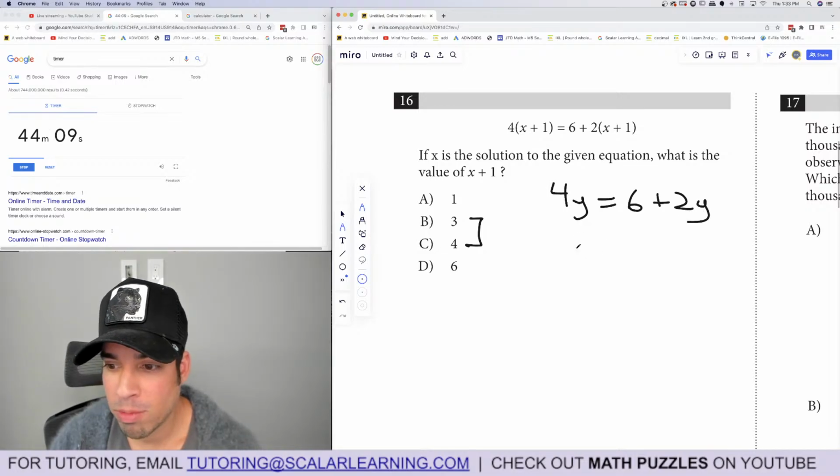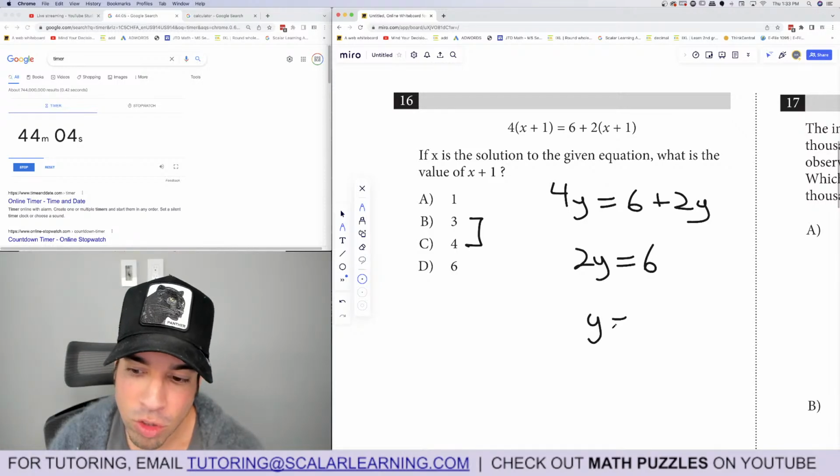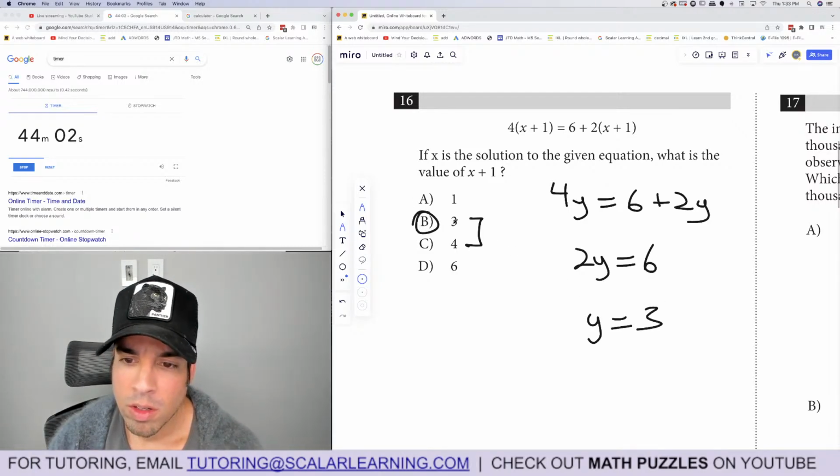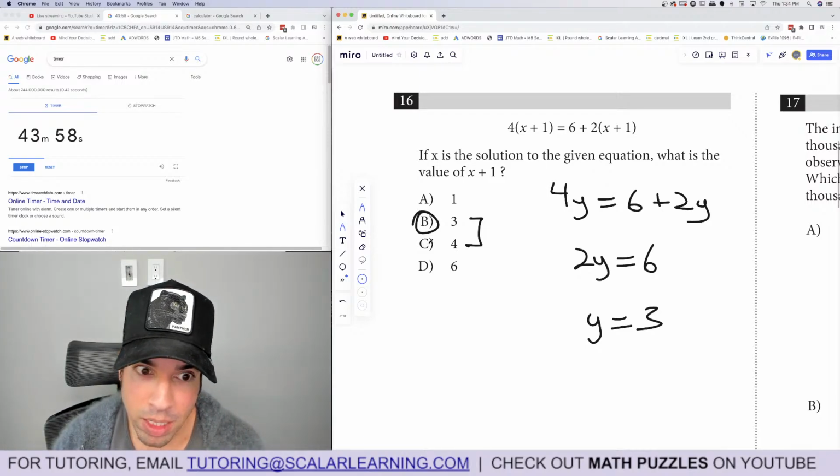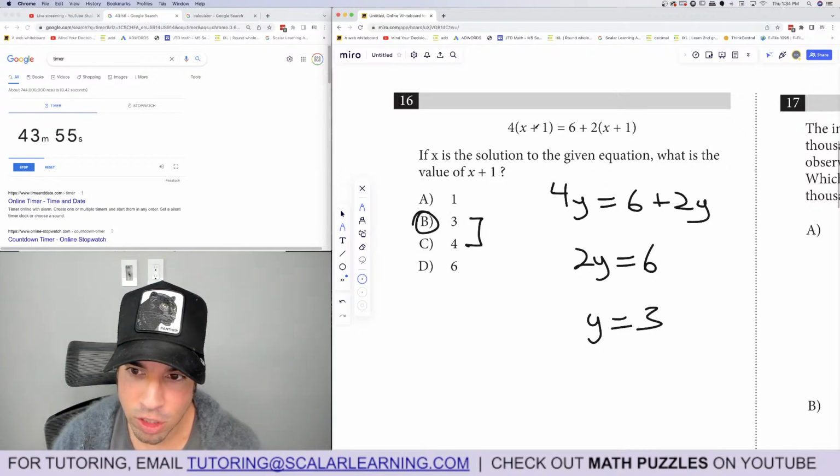All right, subtract 2y from both sides. You get 2y equals 6. Yep. And then divide by 2, y equals 3. So, oh no, I had it backwards. I thought the answer would be C, but because x is actually 2 then.